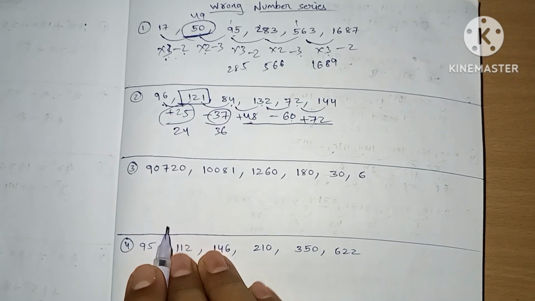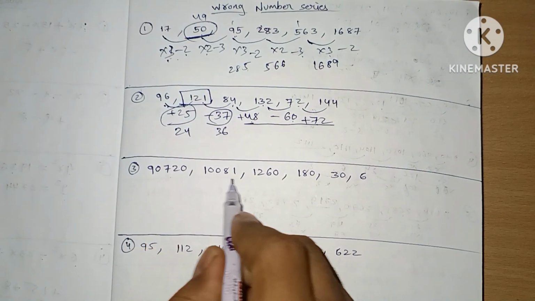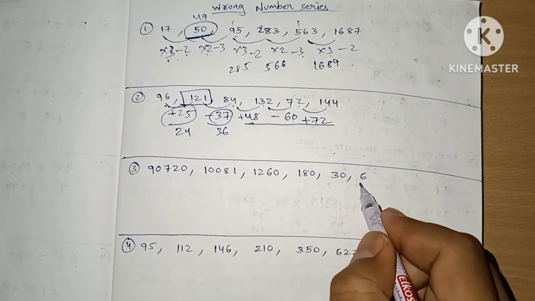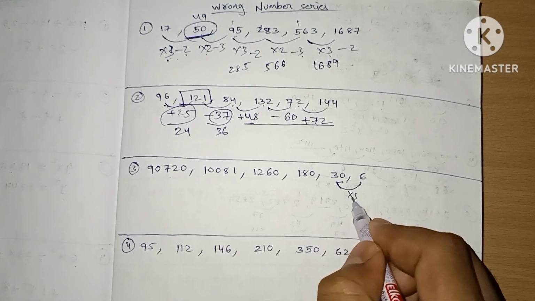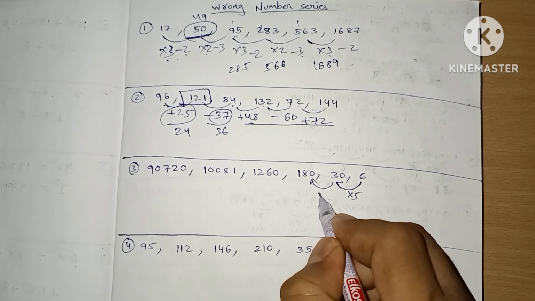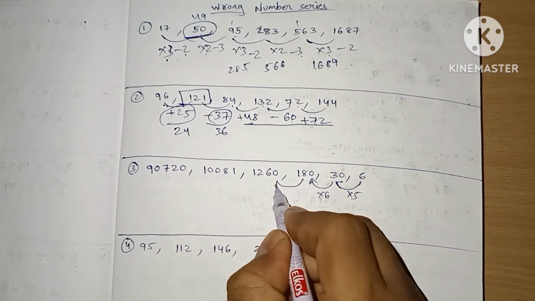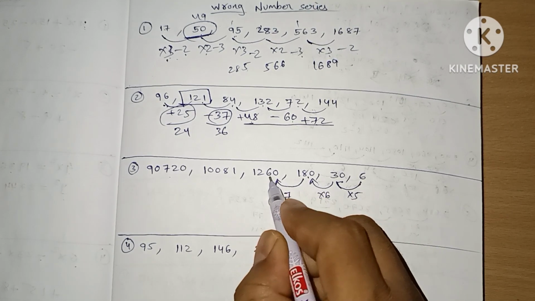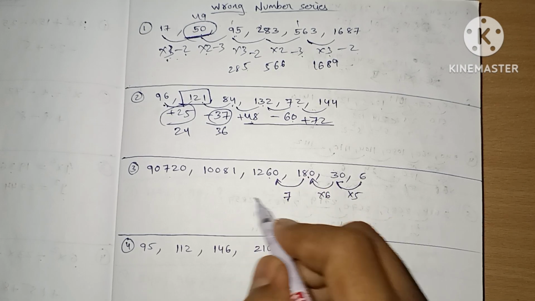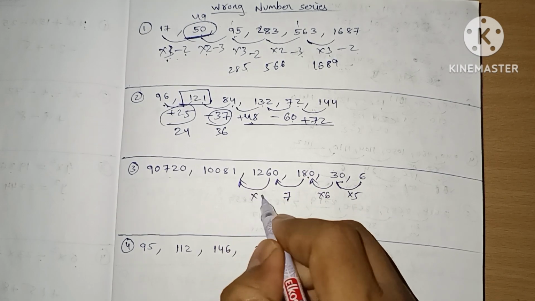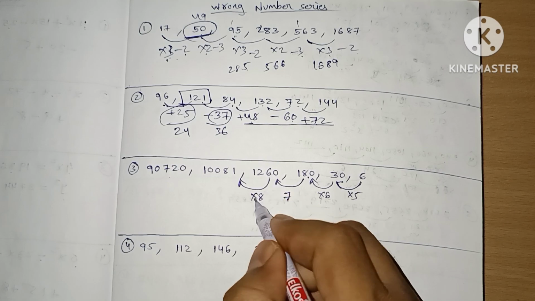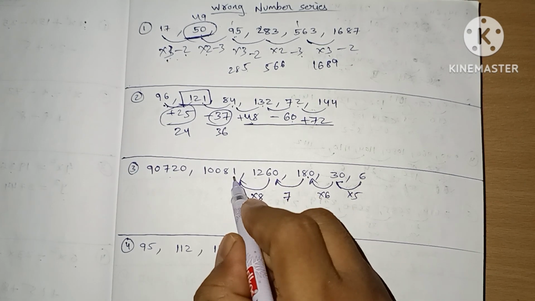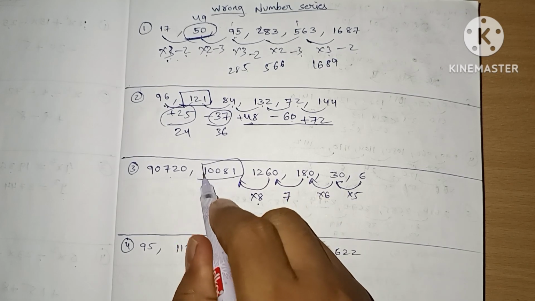Next, here the numbers are in decreasing order. So let's see this one. Here it is into 5 times. This is into 6 times. 180, 7 times. 7 8 times will be 656 and 1260. So it must be into 8 times. If we multiply 1260 with 8, then the unit digit must not be 1. So wrong number will be this one.